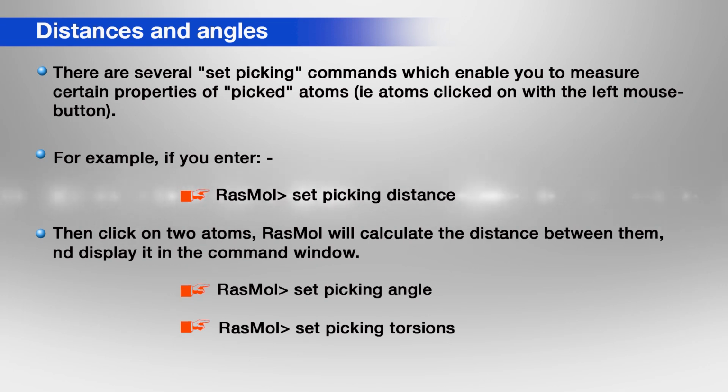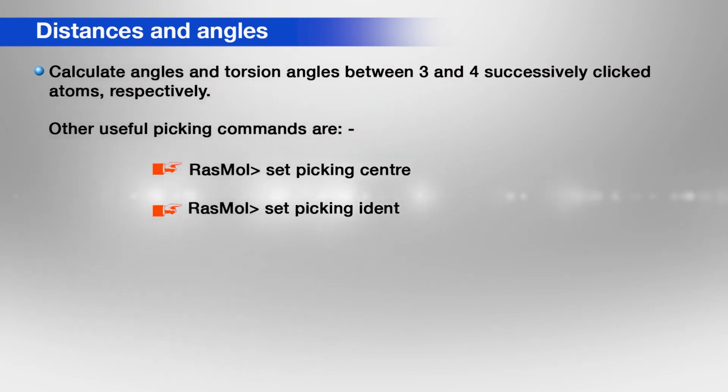RasMol set picking torsion will calculate the angle and torsion angle between 3 and 4 successively clicked atoms respectively. Other useful picking commands are RasMol set picking center, which allows the whole molecule to rotate about the next atom that is clicked on. RasMol set picking ident shows the name of each atom clicked on. So, this is all about RasMol visualization software. Hope this information will be beneficial for you. Thank you.